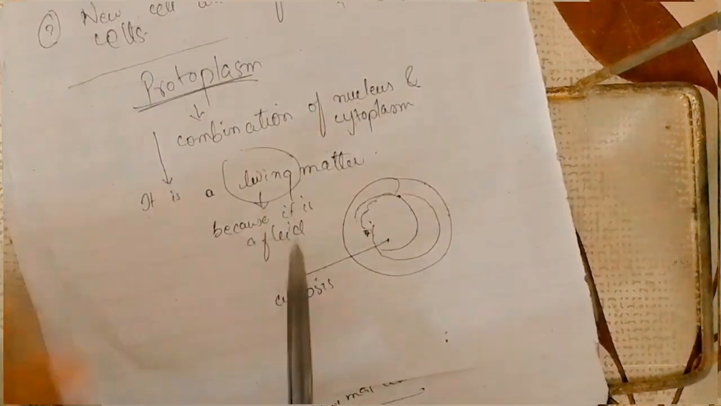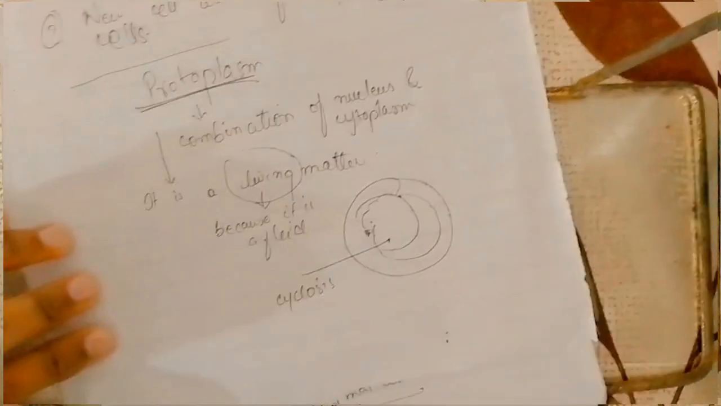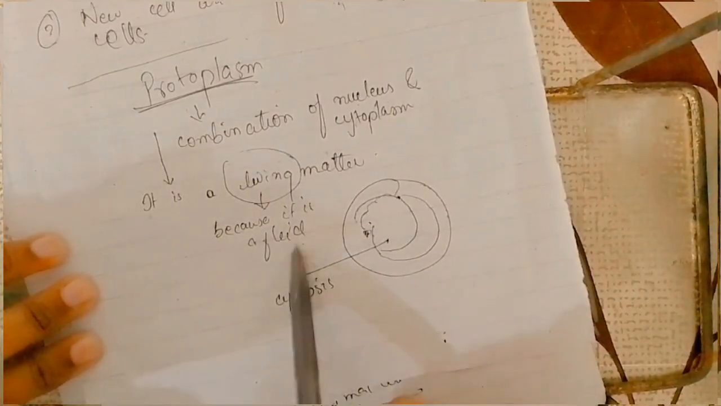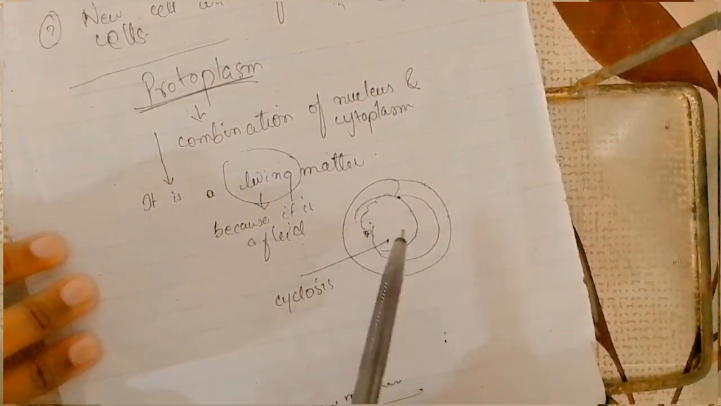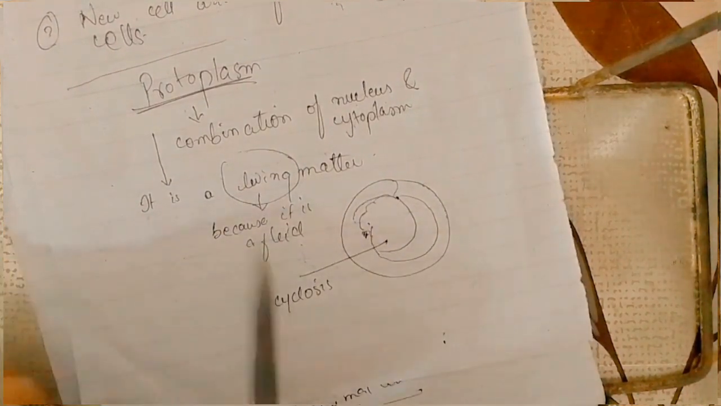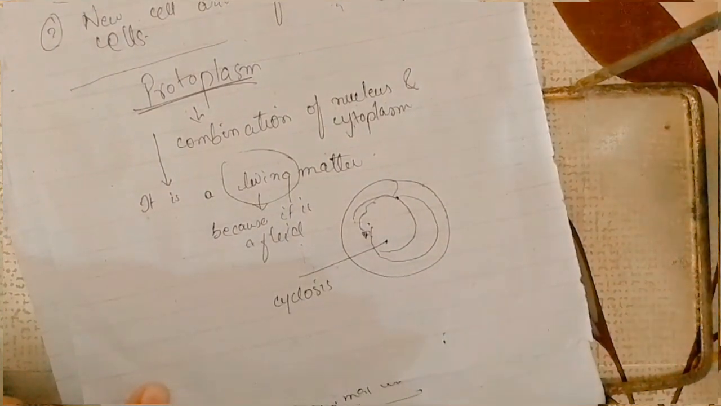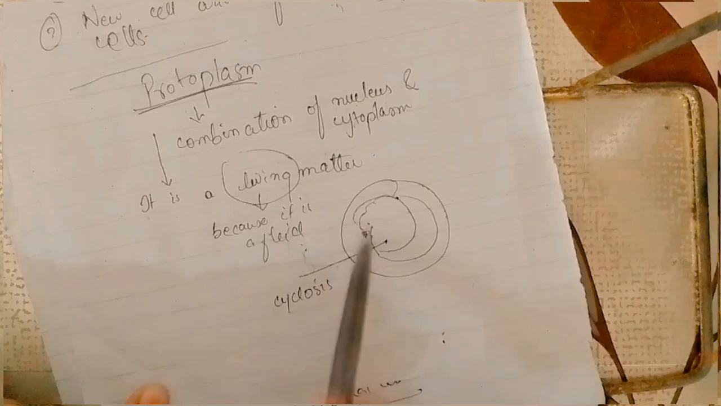What does this mean? It is a living matter, it is a fluid, and the movement of that fluid is in a circular form in the cytoplasm of the cell, and that movement of fluid is known as cyclosis. So that is why it is known as a living matter, because that fluid is moving in a circular form.